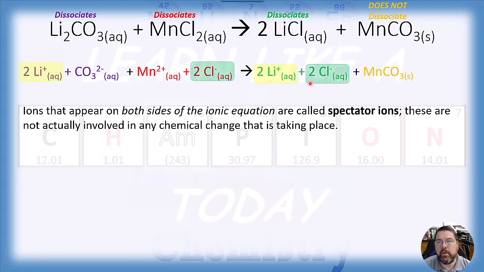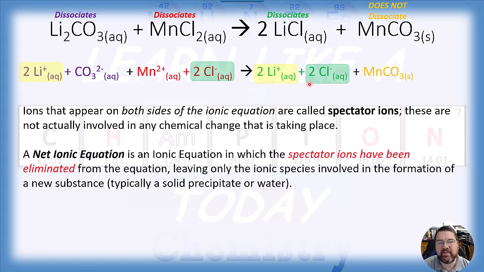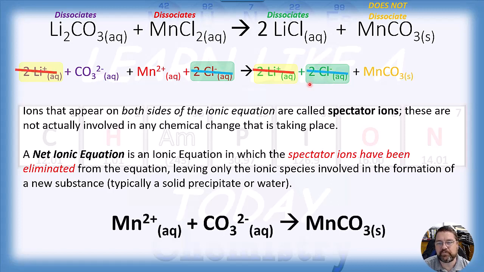So what we can do is eliminate those, cancel those, and what we get is called the net ionic equation. It's showing us the net effect of what's happening. In this case, the manganese 2+ ions combining with the carbonate ions in solution to form the insoluble precipitate manganese 2 carbonate. And so this right here is what we would represent as our net ionic equation. It's a scaled down, trimmed down version of the ionic equation.